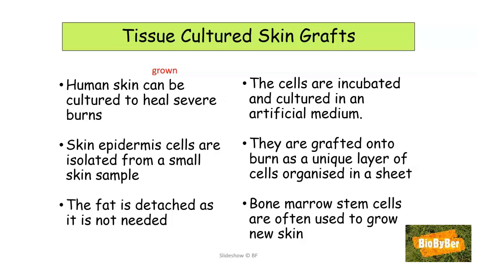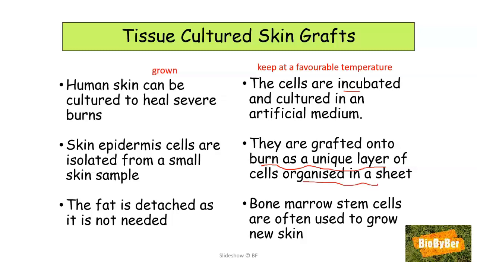Nowadays, skin epidermis cells can be isolated from a small skin sample belonging to the person. The fat would be detached as it's not needed, and the skin cells are incubated or kept at a favourable temperature in an incubator or oven, and the cells cultured in an artificial medium. They are then grafted onto the burn as a unique layer of cells organised in a sheet.